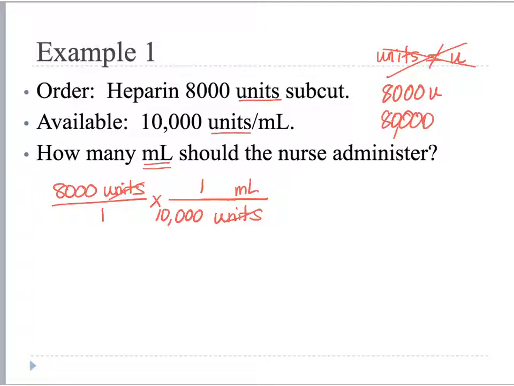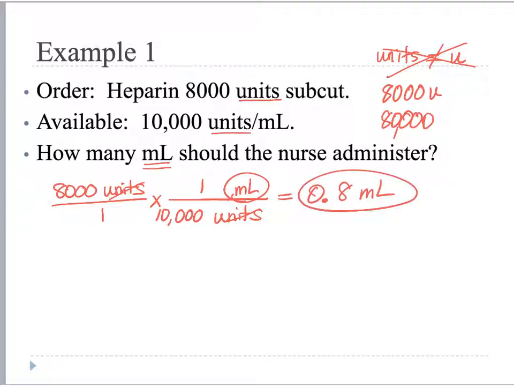So with the 10,000, definitely make sure you use the comma in there. That'll just help you make sure you have the right number. So our units cancel. I end up with milliliters, which is what we need. And we end up with 8,000 over 10,000, which gives me 0.8 milliliters.